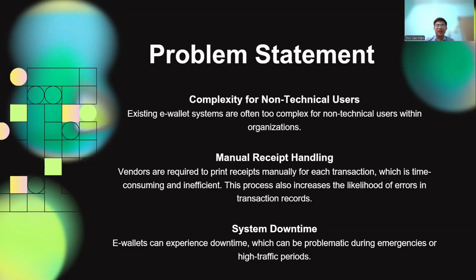And the last one is system downtime. For the e-wallet system, you cannot handle when they go down and also the updates. If they update or go down during working time, then the staff may not be able to pay or transfer money to the vendor. So this is a serious thing. There can also be problems during emergencies or high traffic periods, because too many people use it, so it will go down.